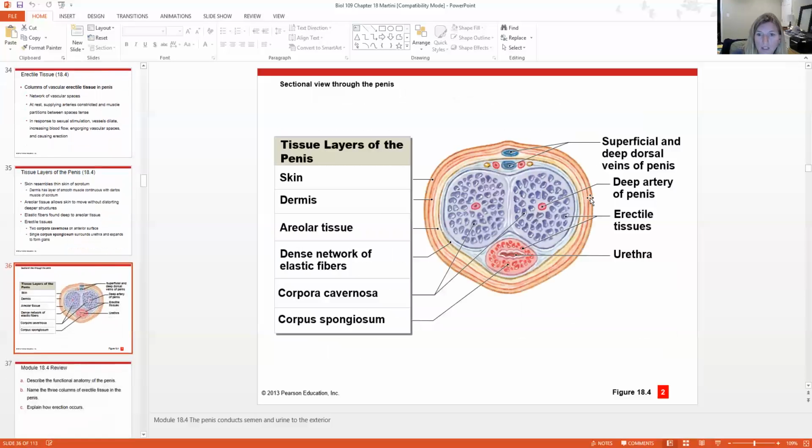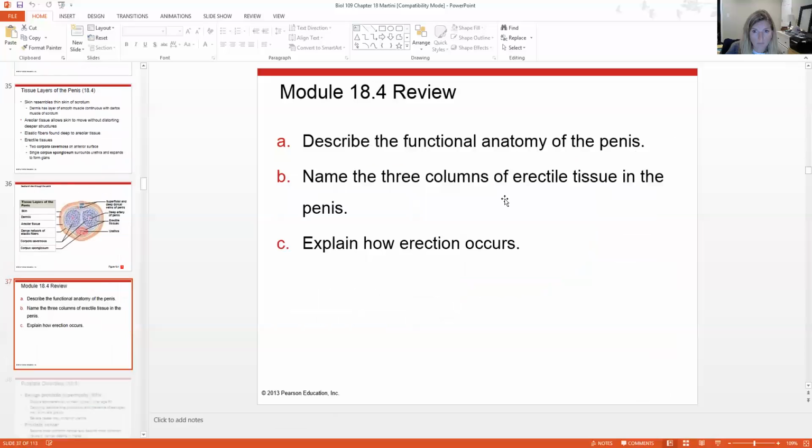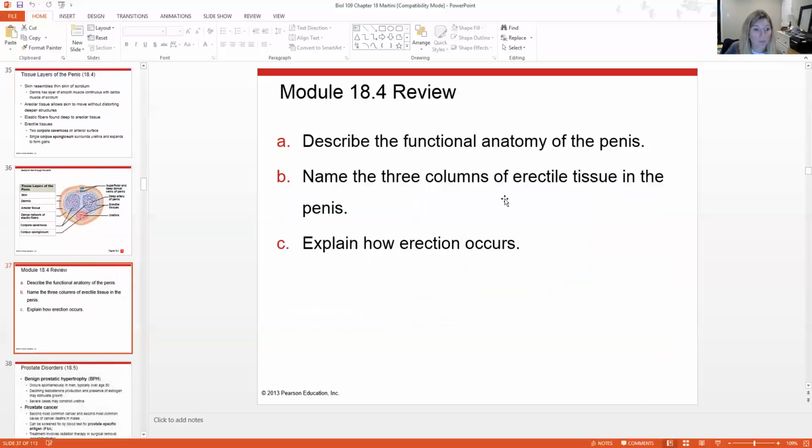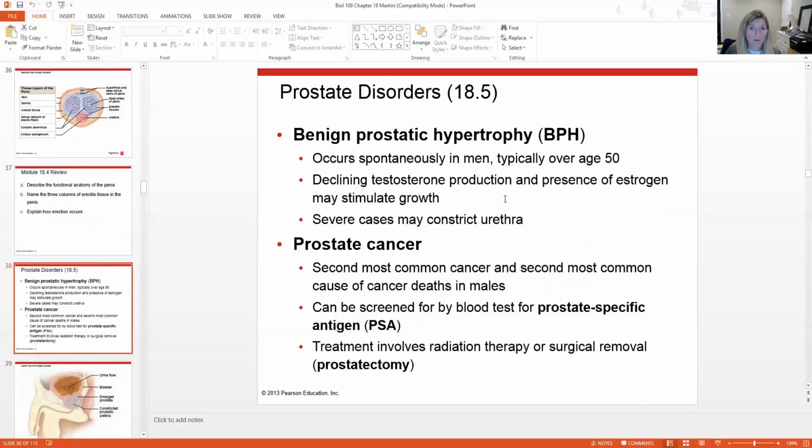So here you can see a cross-section of the penis. You see the urethra and the erectile tissues surrounding the urethra, the spongiosum and the cavernosum. You can pause the video here, go back and review. We'll talk about some prostate disorders.